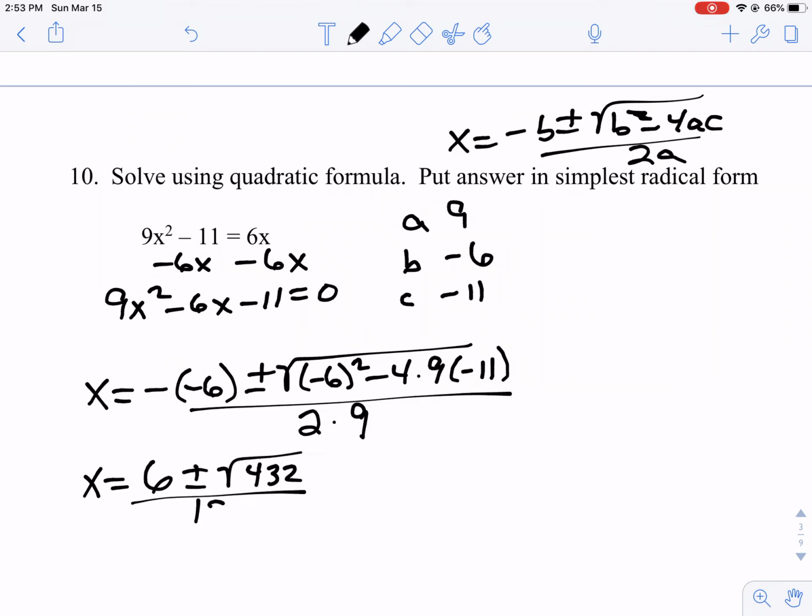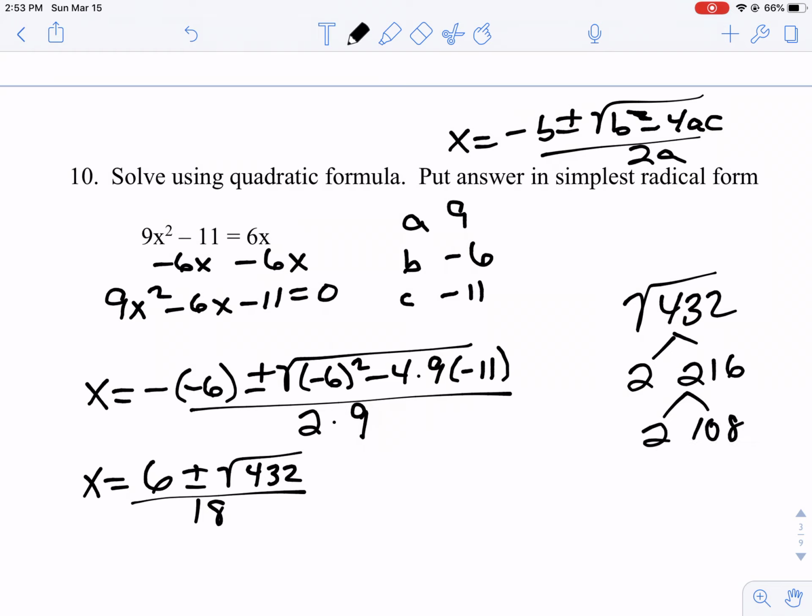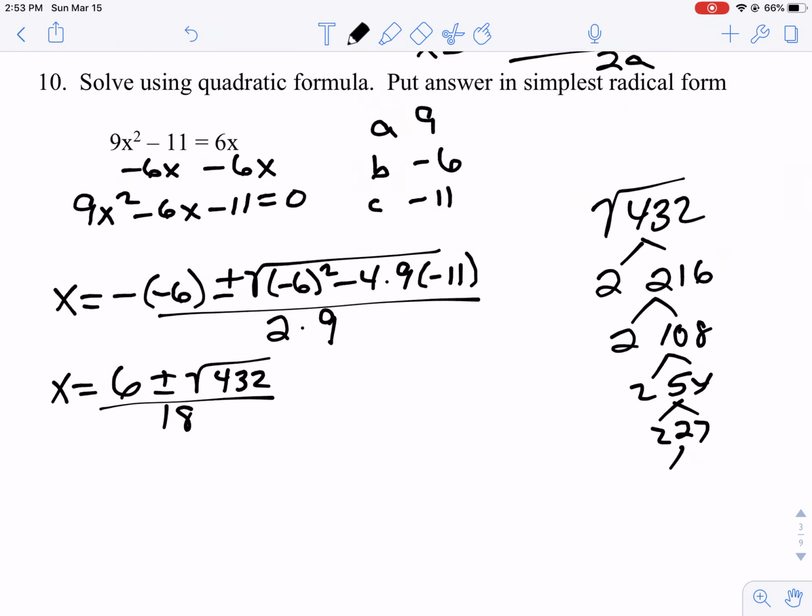And 2 times 9 is 18. So it said simplest radical form, so over here on the side, we're going to do our hockey stick stuff. 2 goes into 216 2 times, 2 times 108, 2 times 54, 2 times 27, 3 times 9, 3 times 3.